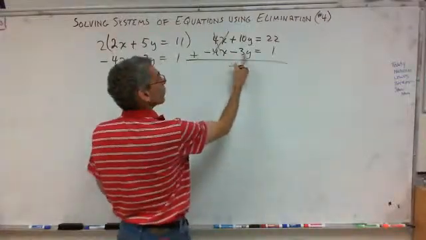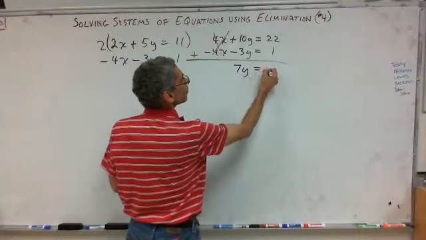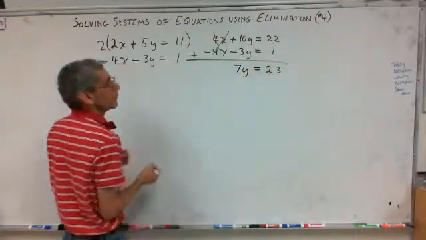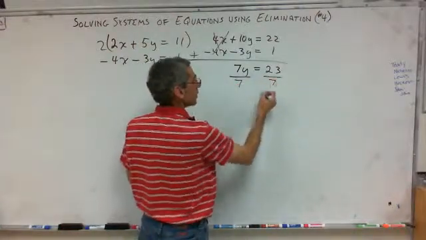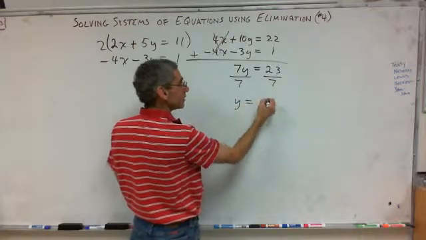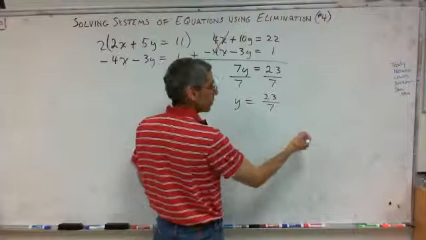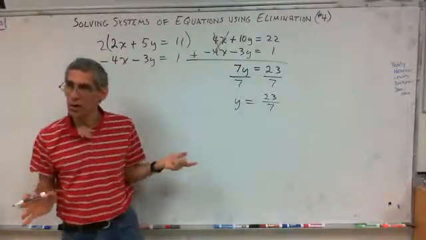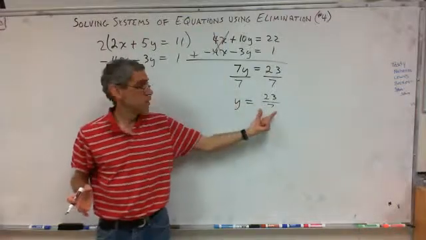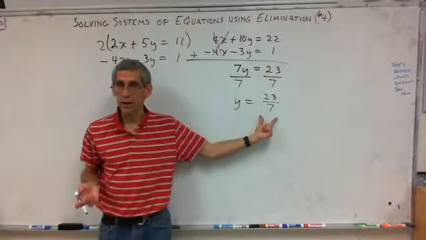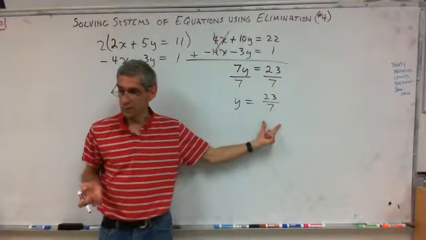So we have 7y equals 23, because you're adding. Now I'm going to divide by 7. So y is 23 sevenths. I could write that as a mixed number, but mixed numbers aren't going to be that useful, because if I had to substitute this in, it would be easier to have it as an improper fraction, right? Does that make sense? So I'd rather not turn it into a mixed number right now.